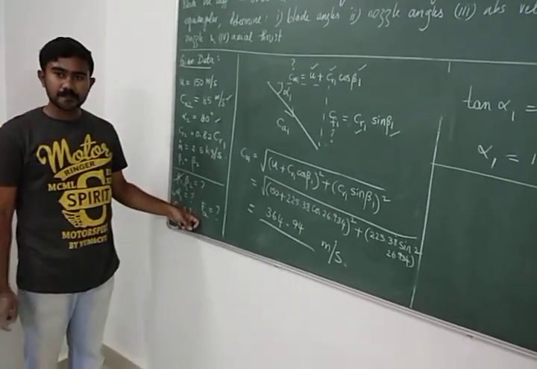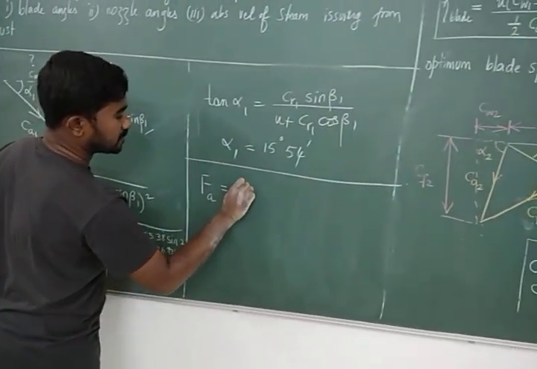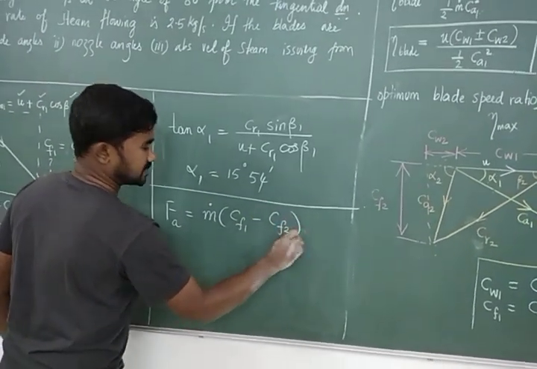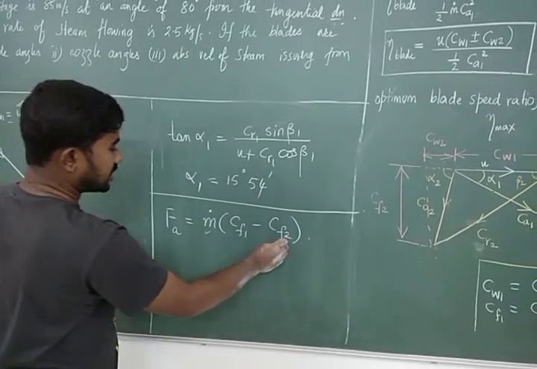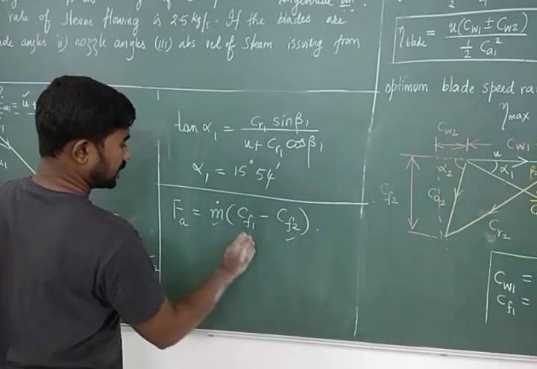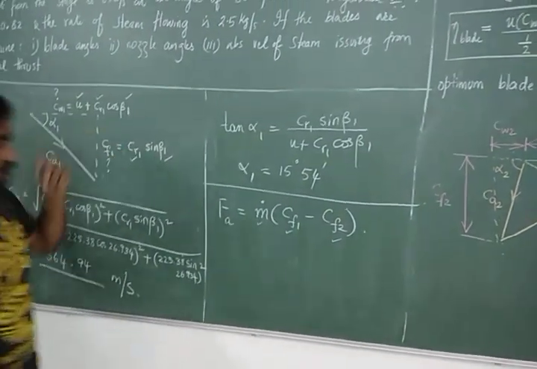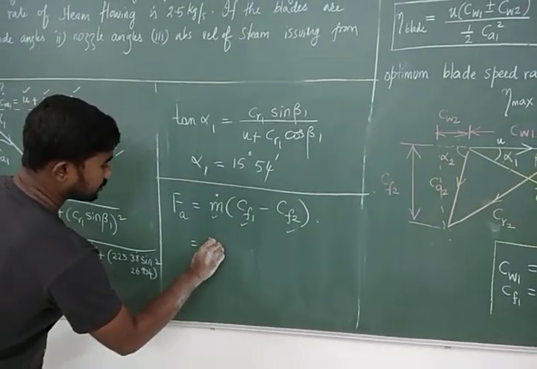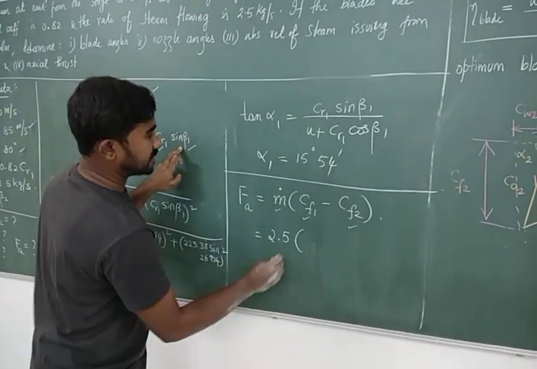What is the last one? The axial thrust or the axial force Fa. The formula is m dot into Cf1 minus Cf2. Okay. Now m dot is given in the problem. Cf2 we had already found in that step, and Cf1 is nothing but Cr1 sin beta 1. So I just substitute directly. M dot is 2.5.